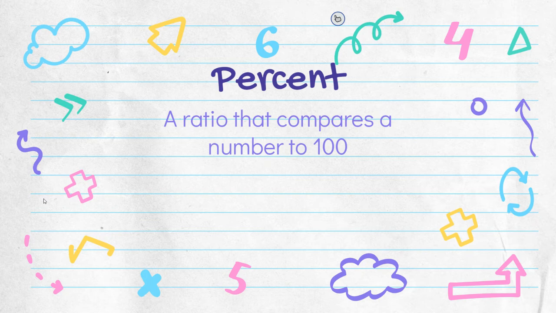And the reason it's always 100 is because 100% means complete, the full thing. If you completed 100% of your homework, you did all of your homework. If you got 100% on a test, you got every single question right. So our fractions are going to be out of 100. A percent is a ratio out of 100.